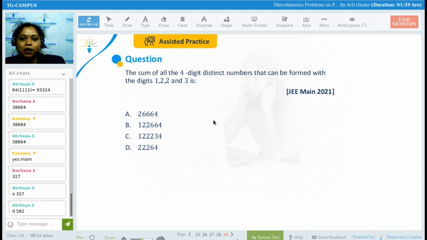Next one. The sum of all 4-digit distinct numbers that can be formed with 1, 2, 2, 3. Now this is a matter. 2 is repeated. Yes or no? 1, 2, 2, 3. So what can you do?